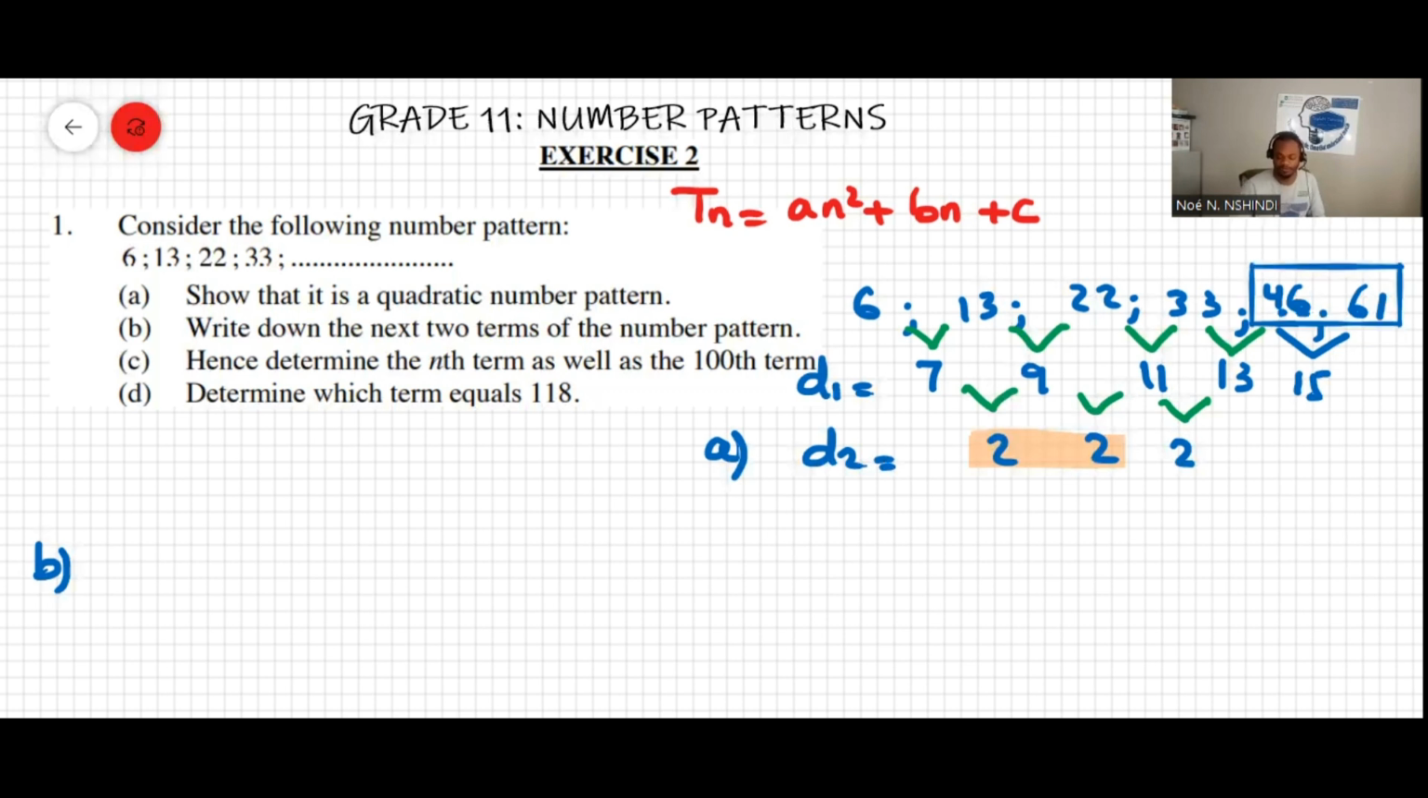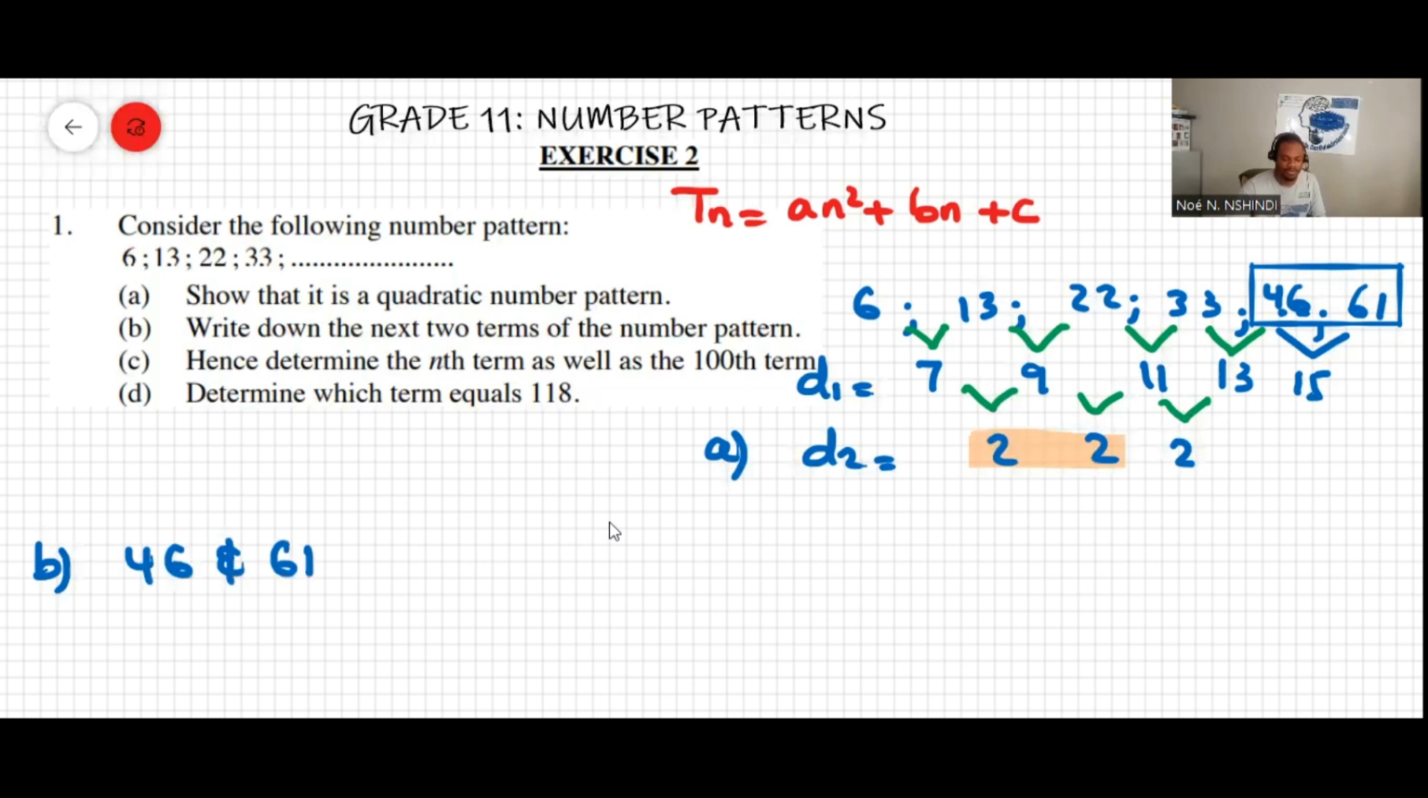So we could just find 13 here because there's a constant difference, which is 2. So I can just add 2: 13, then 15, and then 17 and so forth, because the first differences form a linear pattern. The first difference of all quadratic patterns forms a linear pattern. So here at 13, then it's going to be 46. Here at 15, then it's going to be 61. So the terms will be 46 and 61.